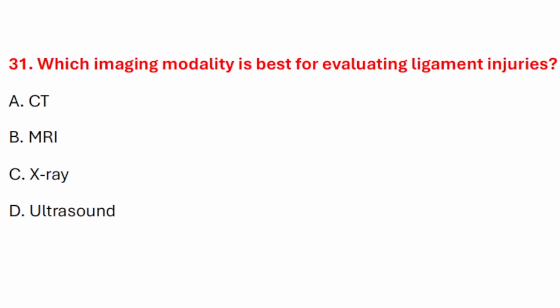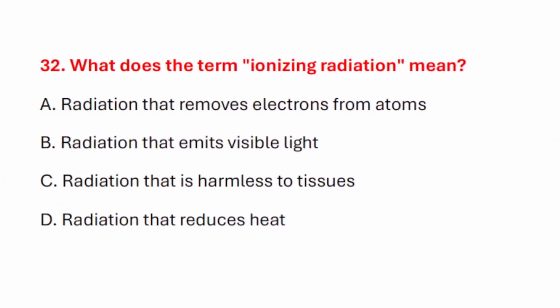Question number 31. Which imaging modality is best for evaluating ligament injuries? Correct answer is option B, MRI. Question number 32. What does the term ionizing radiation mean? Correct answer is option A, radiation that removes electrons from atoms.